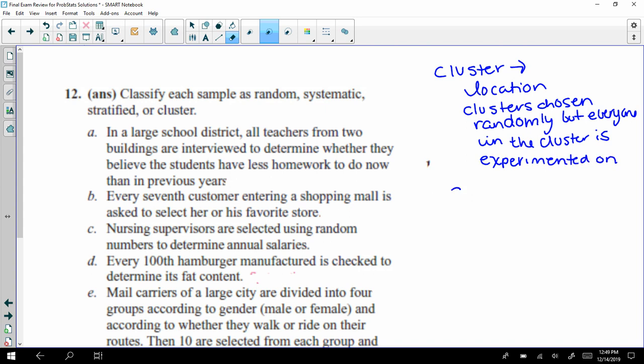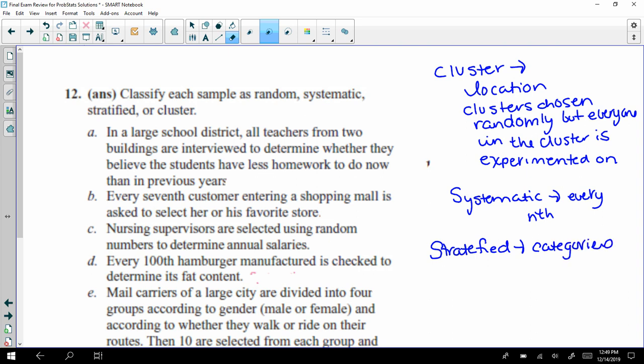A systematic is usually when you're doing like every nth, like every third, every fourth, every fifth. So I would say every nth person or subject. Stratified is when you're putting them into categories, and then you're taking a random sample from each category.